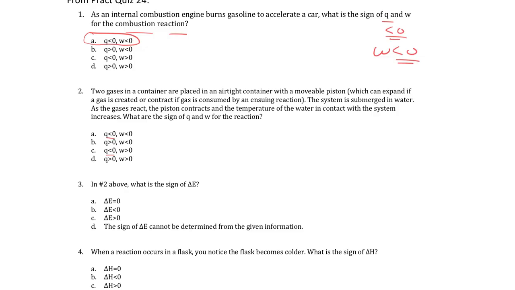And then for W, we're getting contraction of the container. We're consuming a gas by the process of this reaction, and the consumption of gas leads to the contraction. That's the surroundings working on the reaction, and so that would be positive. Expansion would be negative, so contraction is positive. So it should be Q negative, W positive.